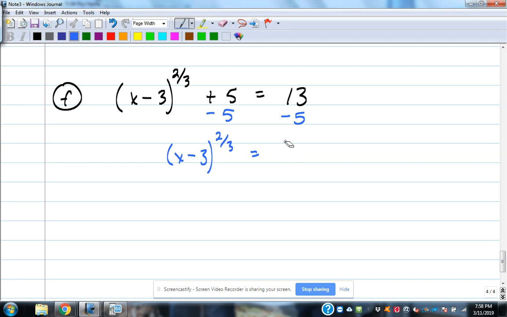8, sorry. Too hard math, can't do subtraction, sorry. Now, can I get rid of the exponent? How? Flip it: reciprocal power on both sides. So 3/2. That's going to give us x - 3 is equal to 8 to the 3/2 power.